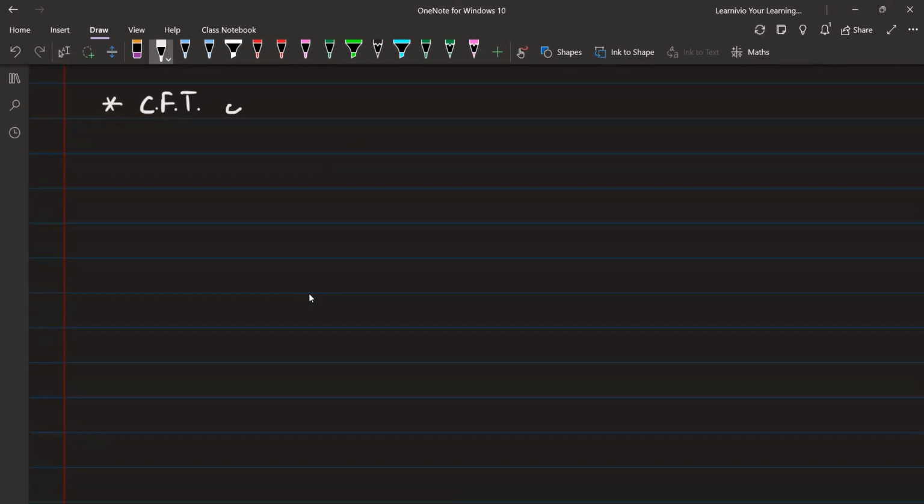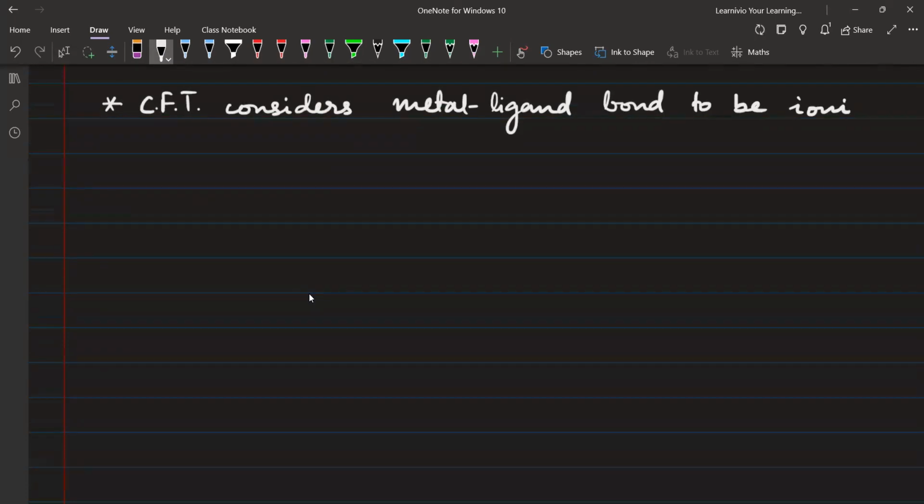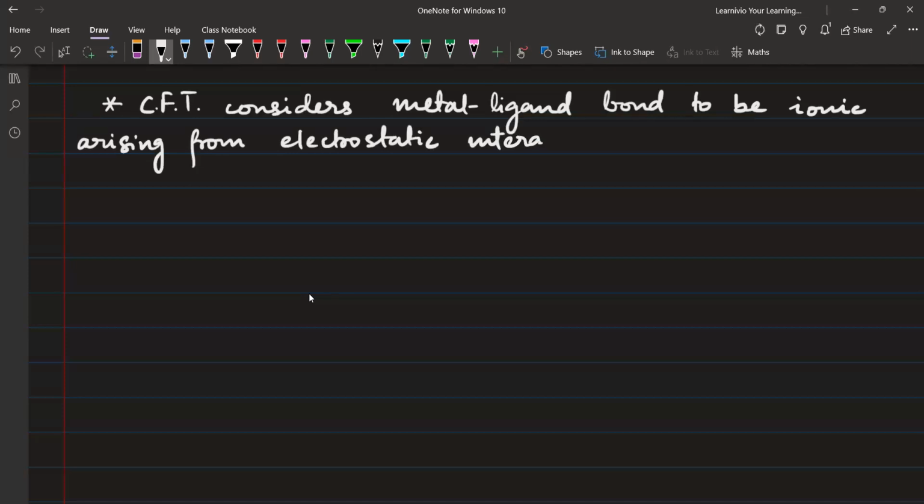CFT considers the metal-ligand bond to be ionic, arising from electrostatic interaction between metal and ligand.